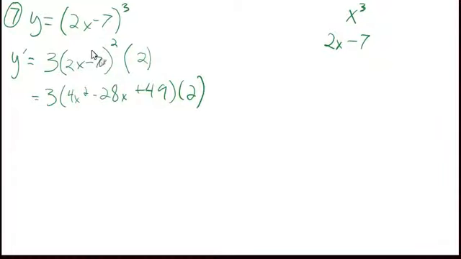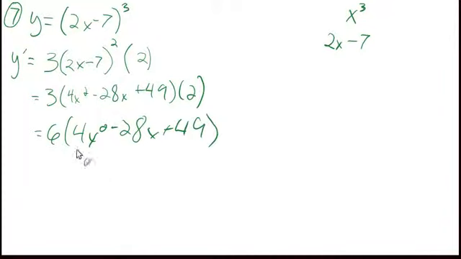Anyway, we've just expanded this, and we'll have 6 times 4x squared minus 28x plus 49, and so on. I'll skip all the algebra nuances. They're not even nuances, they're basics. So, we'll go on to 8.